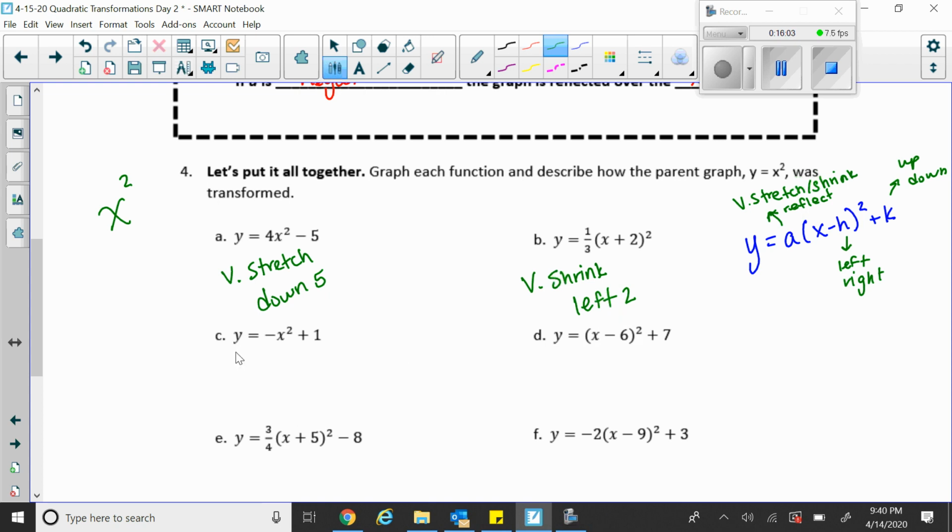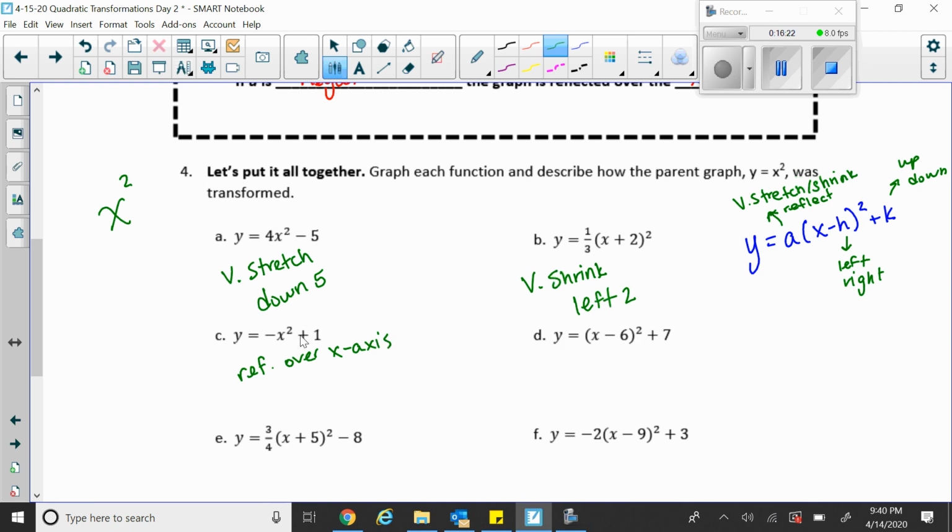Now let's look at C. So originally we had x squared, and now it's negative x squared. So it's being multiplied by a negative, so remember that reflects it over the x-axis. So that's what the negative does.